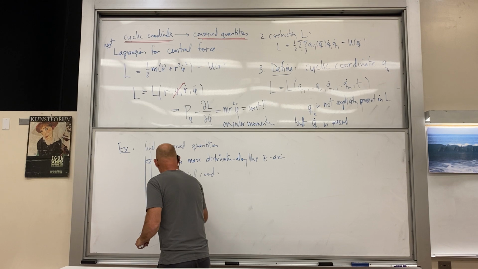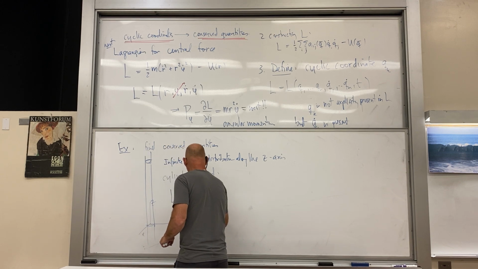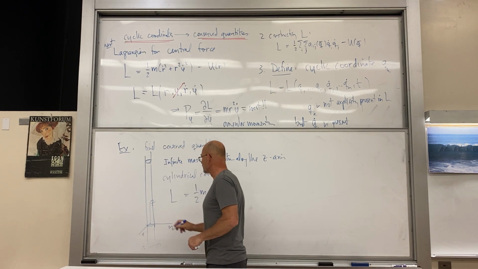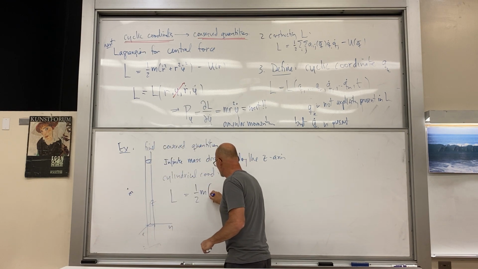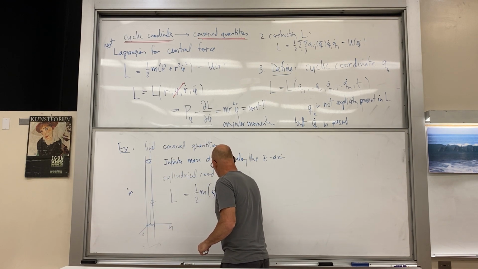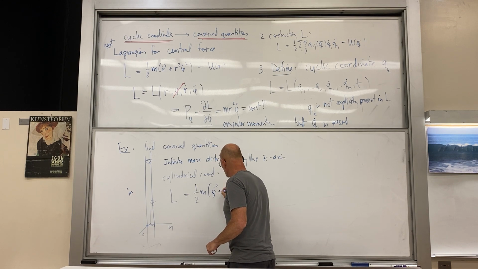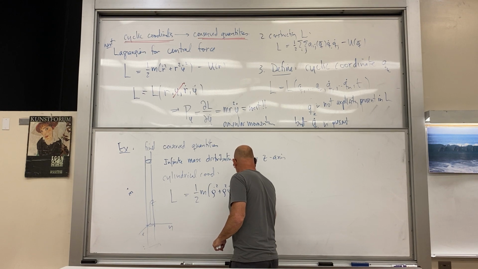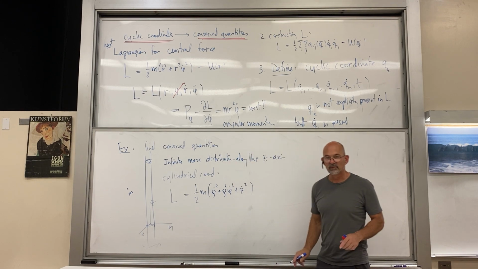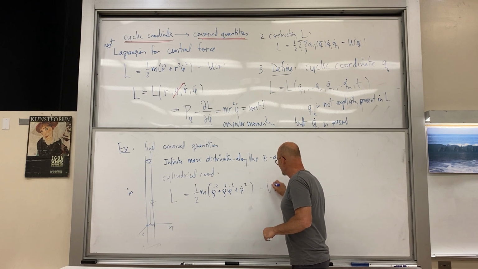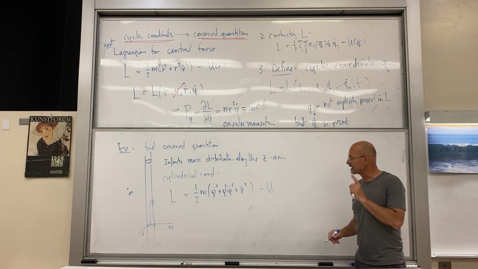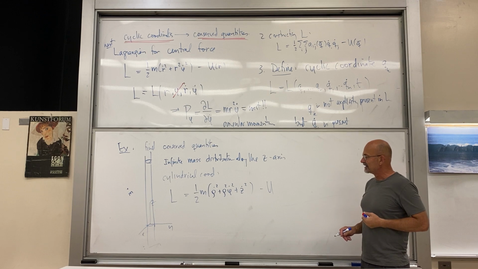And now your Lagrangian is going to be 1/2 m, for your point particle flying around, times rho dot squared plus rho squared phi dot squared plus z dot squared. As you guys remember, cylindrical coordinates: rho, phi, and z. But the potential energy, what can the potential energy depend on?